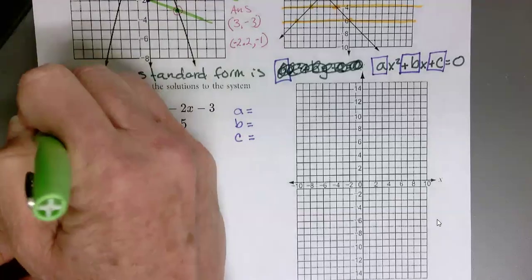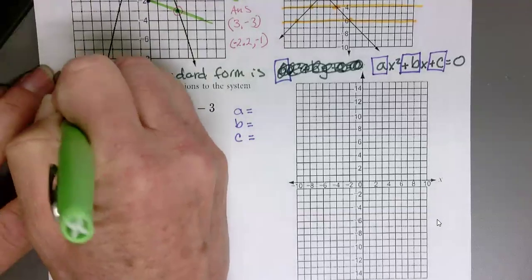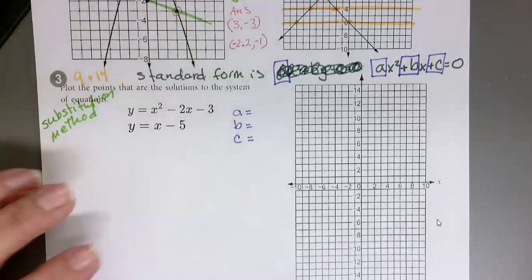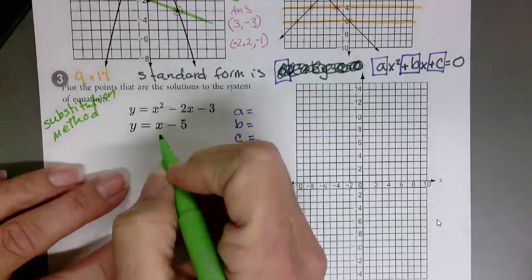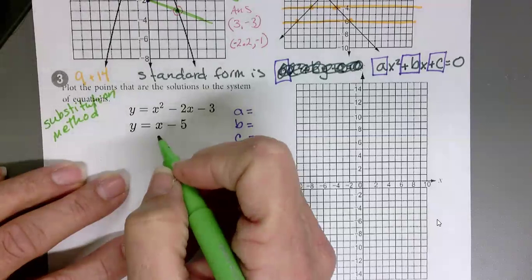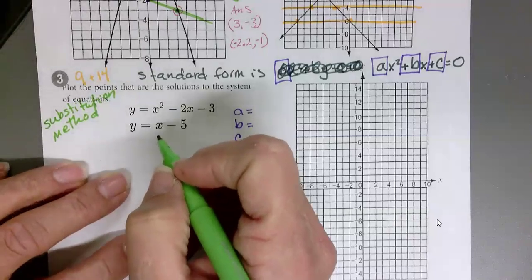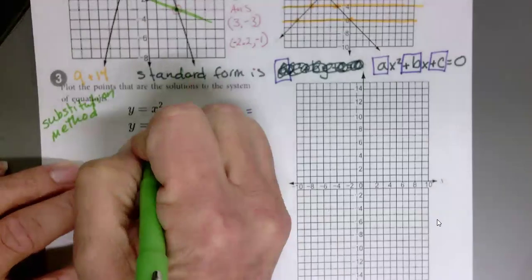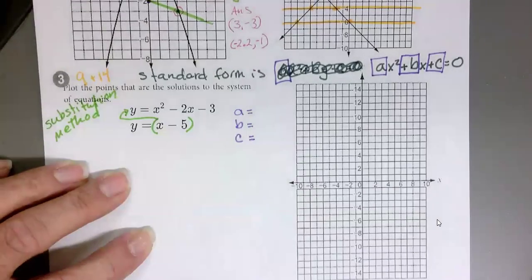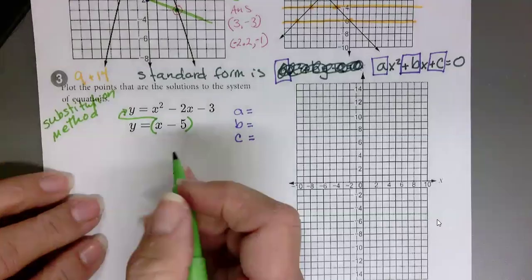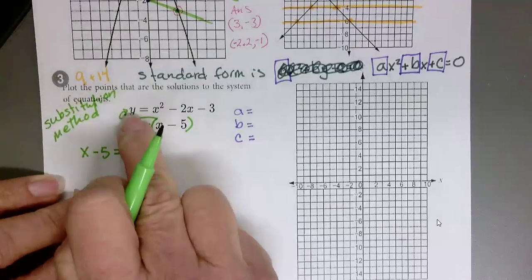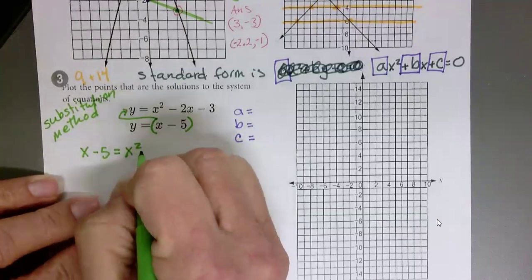So we are going to use substitution method. So I'm going to write that right here so that you have that word in case you need it later. So substitution method, you should have practiced this with Delta Math. If you have not done the Delta Math substitution lesson, I strongly encourage you to do that. But substitution means you're telling me that y equals x minus 5. So I can take x minus 5 and plug it in for that y up there, which is going to give me a new equation where I have x minus 5, that's that y, equals x squared minus 2x minus 3.